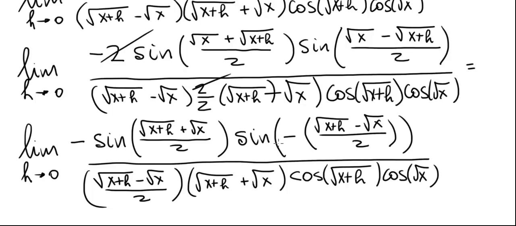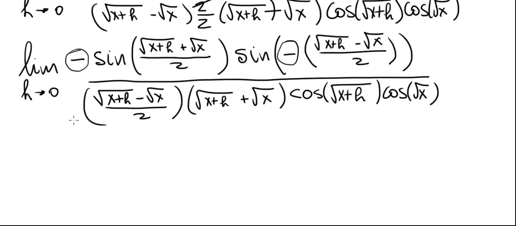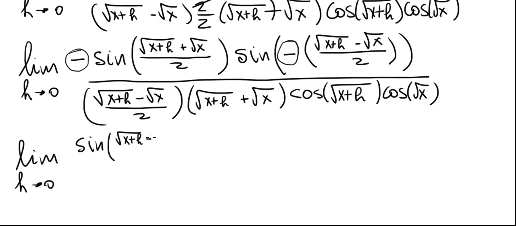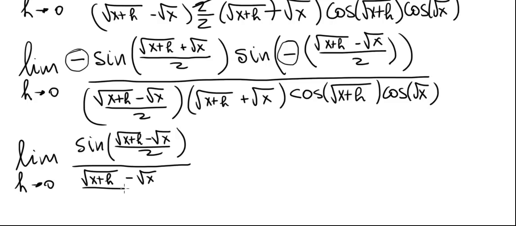Now with this sine filters out negative, so this minus that I'm circling here will be filtered out, and along with this minus here will become 1. And now we're going to write this as a product of two limits. The first limit will be, so this is limit as h goes to 0, of sine of (square root of x plus h minus square root of x) over 2 divided by (square root of x plus h minus square root of x) over 2.